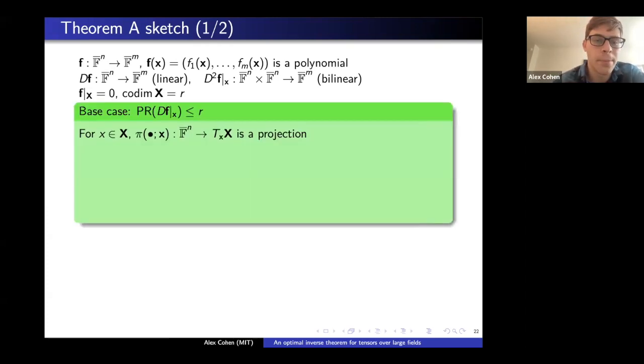So, here's the base case. I want to prove that the partition rank of the derivative of f at any point x is less than or equal to r. So what's going on here? x is a variety, it has codimension r, right?